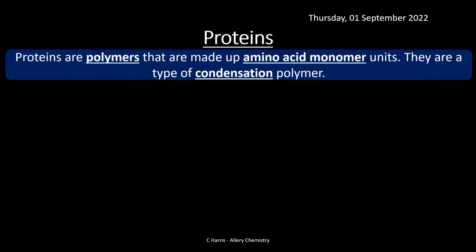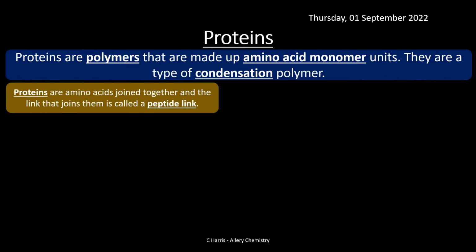Okay, so we've looked at amino acids. Amino acids are building blocks, and they can be used to make proteins. You'll see later in the topic after this, which is topic 35, when you look at polymers. Proteins are polymers, and they're made up of amino acid monomer units, the individual blocks that make up the polymer. They're a type of condensation polymer, which you're going to learn a lot more about in topic 35. But for the purposes of this, proteins are just amino acids joined together.